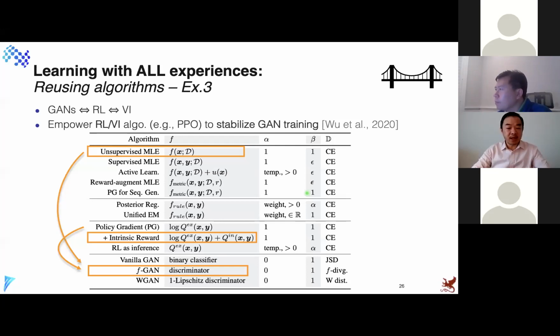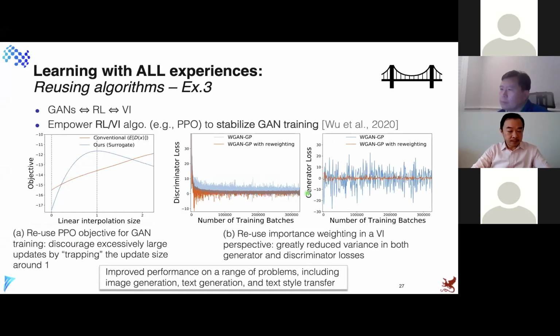Therefore, all these tricks in PPO and in importance sampling can be applied to learn the adversarial networks. Right. So here are some results showing you how these previously specialized algorithms help to stabilize the GAN model training by scoping the magnitude of the updates, or by controlling the fluctuation of the discriminative loss and the generative loss and so forth.